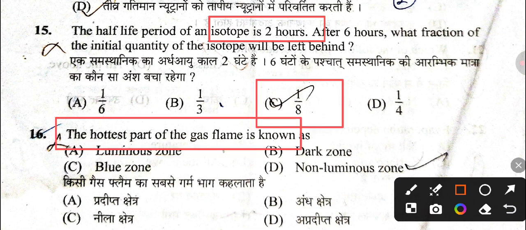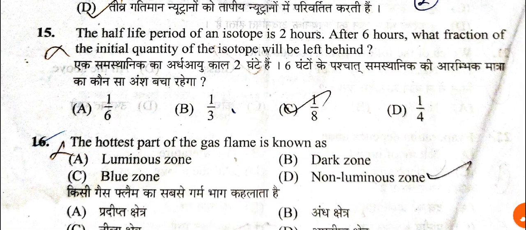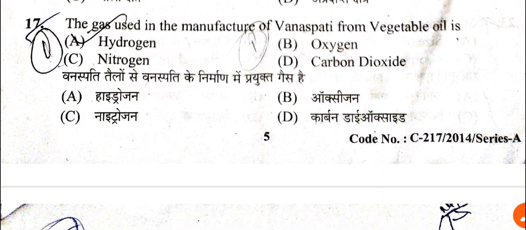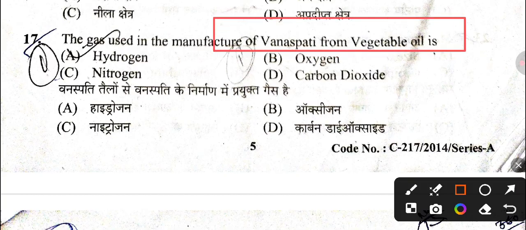The hottest part of the gas flame is called, it is called non-luminous zone. It is the outermost zone of the flame, and it is bluish in color. Next, the gas used in manufacture of vanaspati from vegetable oil. So it is the second question from this part or topic. So it is hydrogenation and hydrogen. The process is called hydrogenation, and the metal used in this is nickel.